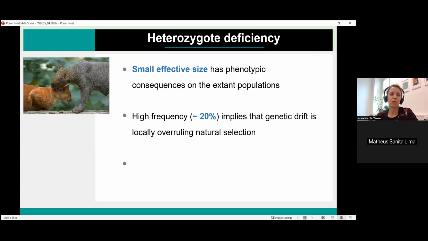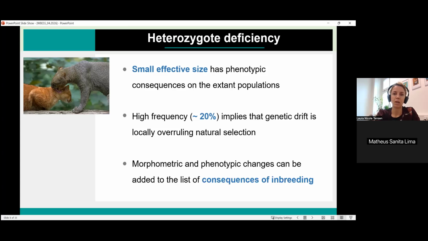The high frequency, so we tried to measure the average frequency of all these color variants that occur throughout the carnivora family tree across the globe, which was on average 20%, which is pretty high, and it seems to imply that genetic drift is locally overruling natural selection. So in this sense, some morphometric and phenotypic changes can be added to the list of the consequences of inbreeding on wildlife populations.